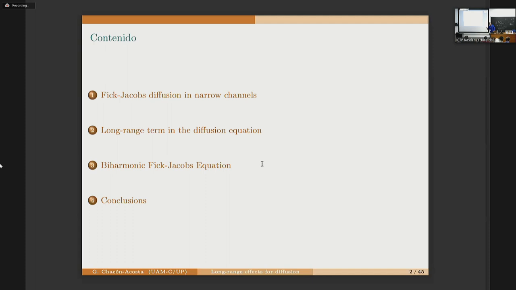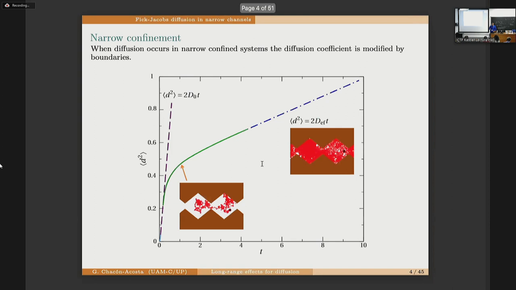Then what is this Fick-Jacobs approximation? We know that when there's diffusion in a channel, the particle starts with ballistic diffusion. Then it behaves like free diffusion, for instance, in this plot for the mean squared displacement. And as the particle starts to feel the boundaries, it feels these entropic forces, and then for large times, the particle again diffuses like a free diffusion, but with a different slope. That is, we have an effective diffusion coefficient. Then this Fick-Jacobs approach.